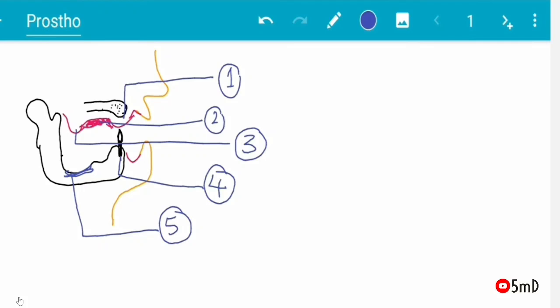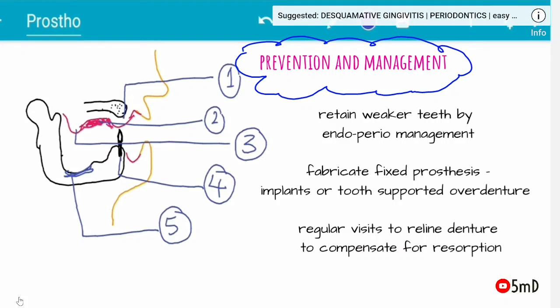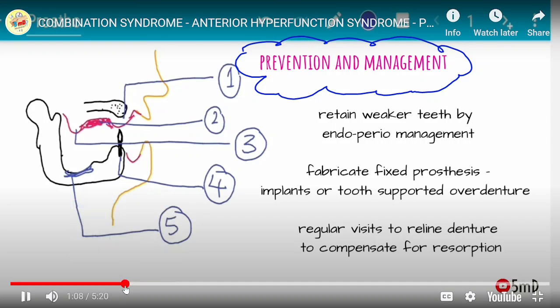So our prevention should be retaining of the weaker teeth by endodontic and periodontal management. Extraction should be the last choice. If extracted, try to fabricate a fixed prosthesis either using endosseous implants or using tooth retained overdentures in the mandibular posterior regions. And also schedule regular recall visits. If there is no other option and you are going for a removable prosthesis, check with frequent relining to compensate for the resorption, especially in this syndrome.